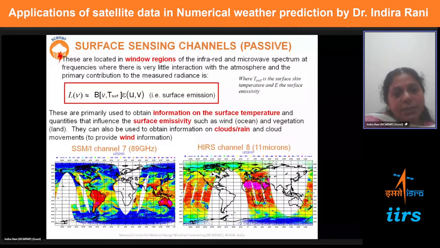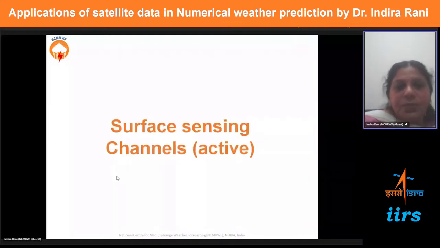Similarly, SSMI is only an imager, but there is another instrument, SSMIS, that is an imager and sounder combination. So we have the surface channels and also the sounding channels. The same instrument can have both the atmospheric sounding channels and the surface sensing channels.